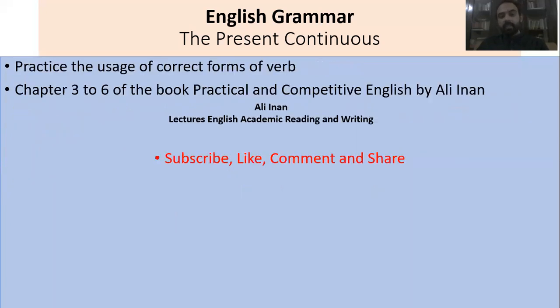For gaining further strength over present continuous and the rest of the tenses, you must have a firm grip on the correct forms of verb. I'll be discussing verb in some upcoming videos. But you must also practice them in writing and also while you're speaking or communicating with someone.